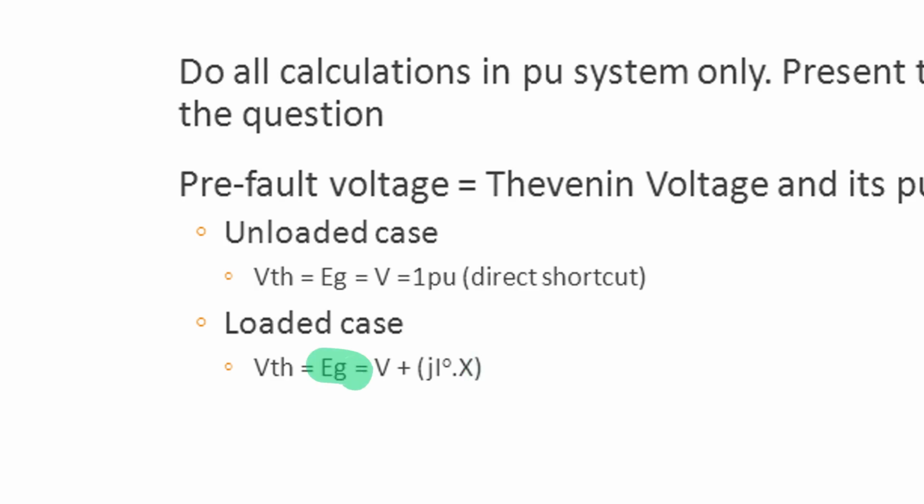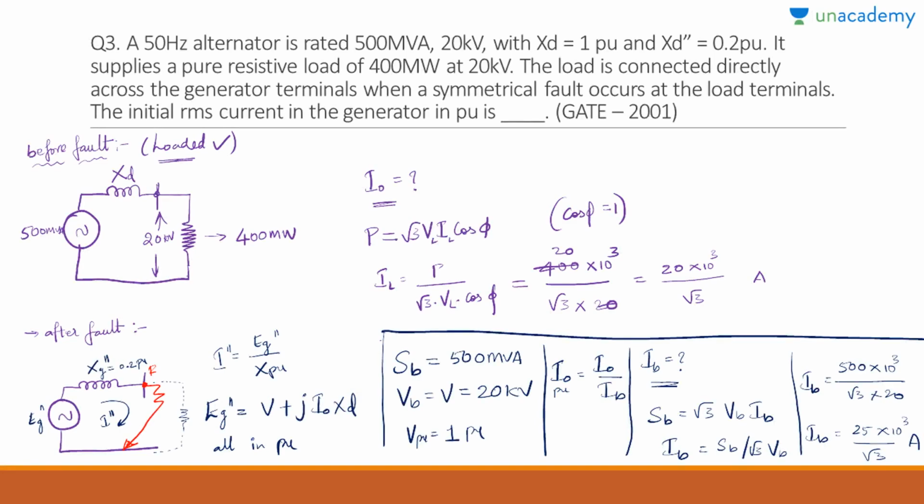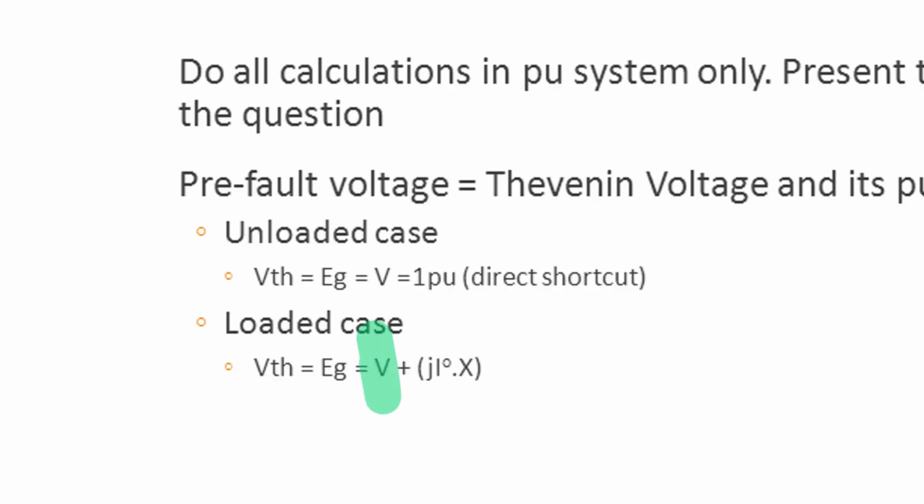Then you have to find out the new EG. We have also discussed this thing. And here also you have to take V as 1 per unit, and EG will be greater than 1 per unit. Keep this in mind in the loaded case.